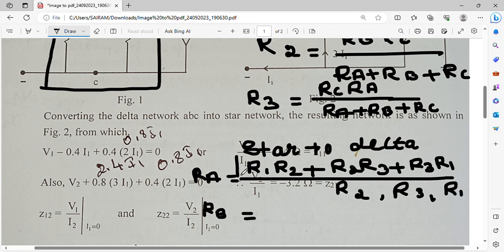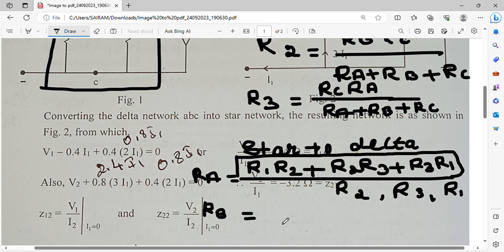This particular thing is the same for all. So the divisor will change. What happens in the case of the divisor? For RA, it is R2. For RB it is R3 and for RC it is R1, right? The top one, that is R1 R2 plus R2 R3 plus R3 R1, remains the same for all the three.